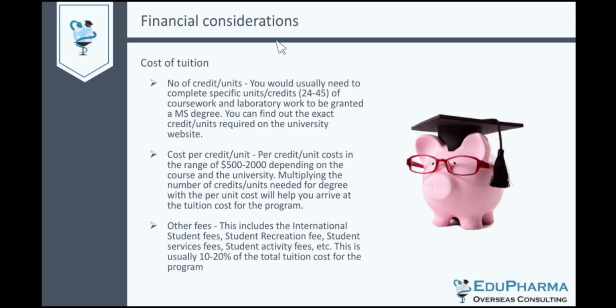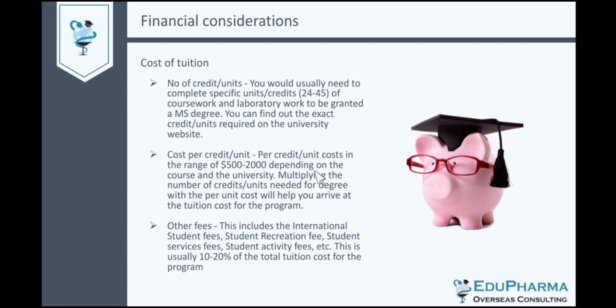And to get an idea about the cost of tuition, you basically need to multiply the number of units which are required by the dollar amount per credit that you have to pay, and that way you can get an idea about the tuition cost for that particular course.